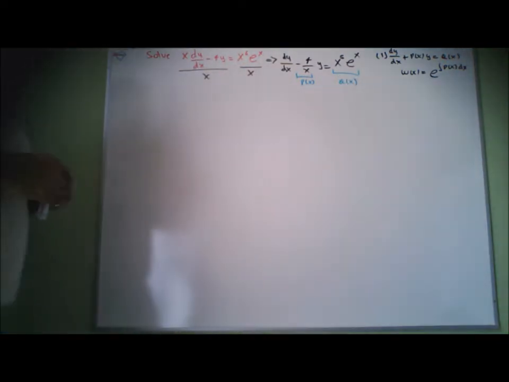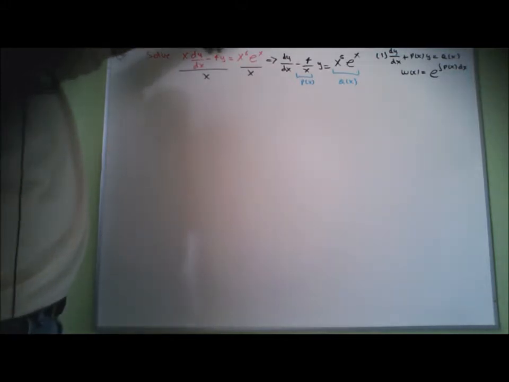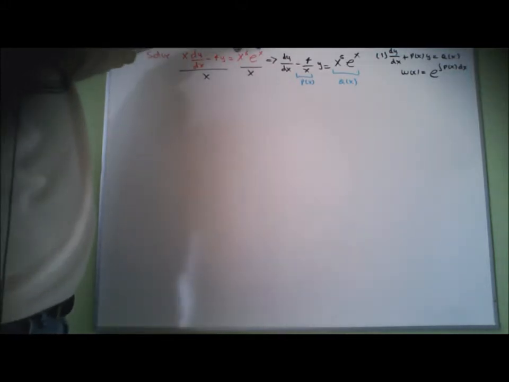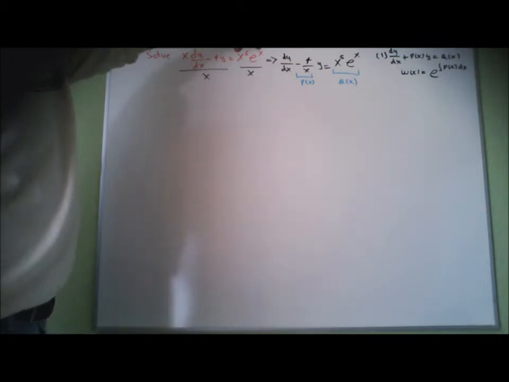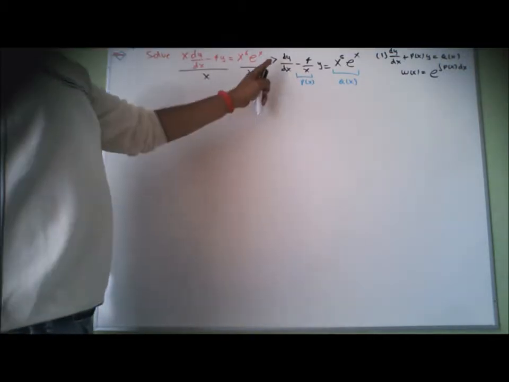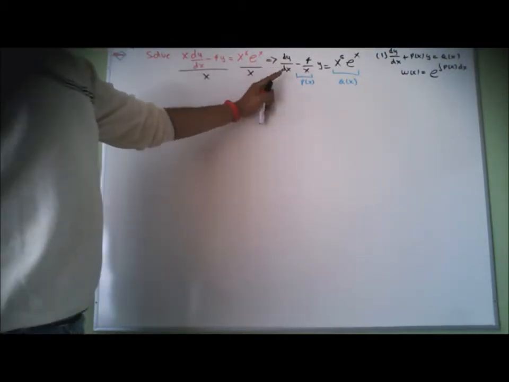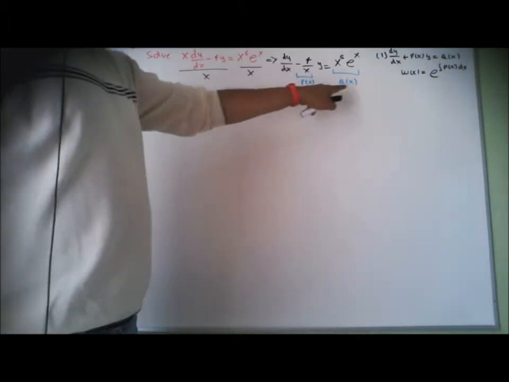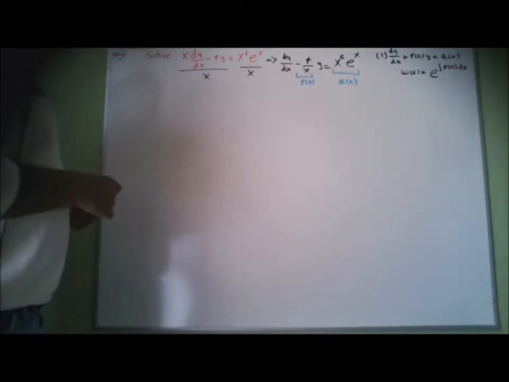A common mistake among students is that they forget to make this equal to 1 and they assume that p of x is equal to minus 4 and q of x is equal to x to the power of 6 times exponential of x. Very common mistake. I hope you don't make this mistake. First of all, make sure that the first coefficient is equal to 1 to have the correct p of x and q of x. Okay, the next step is to calculate the integral factor.